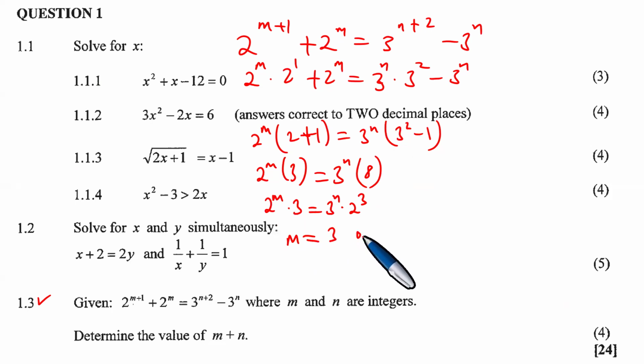And simultaneously, when m is 3, by comparison, because we're looking at integer solutions anyhow, we can just compare: when m is 3 and n is 1, this is certainly very true. So in the end, m plus n equals exactly 4. So we determined the value of m plus n, and you can see that m plus n is exactly 4 there.